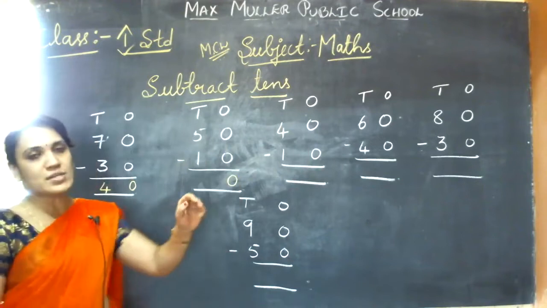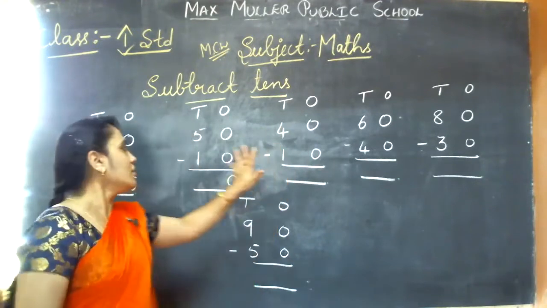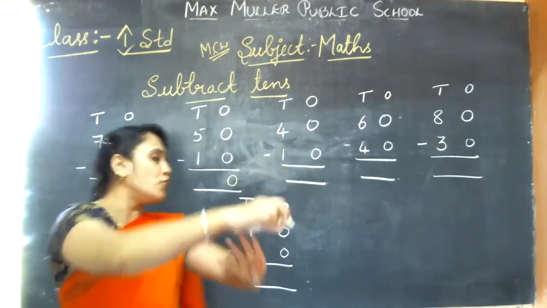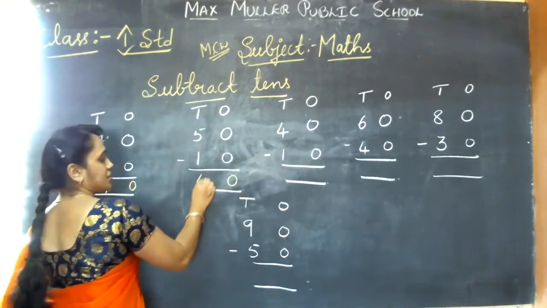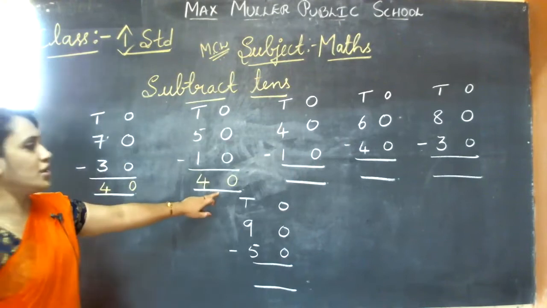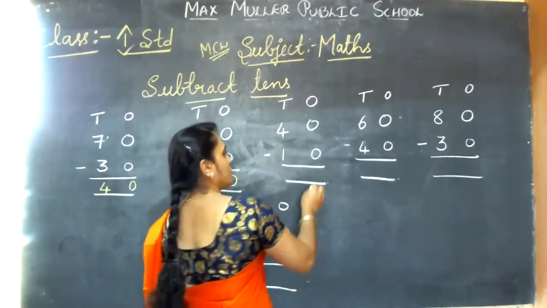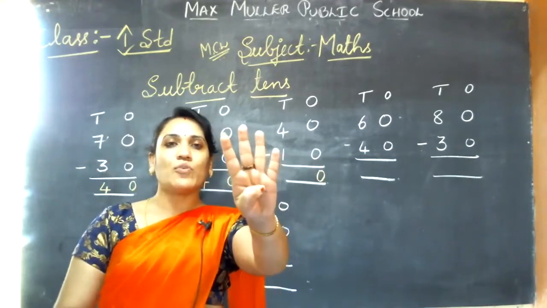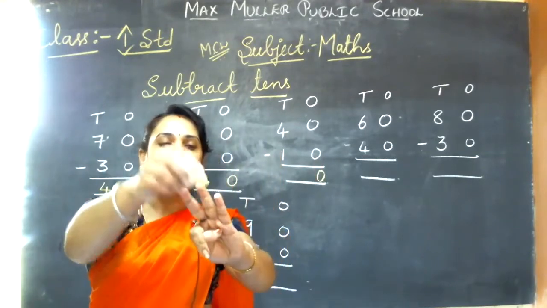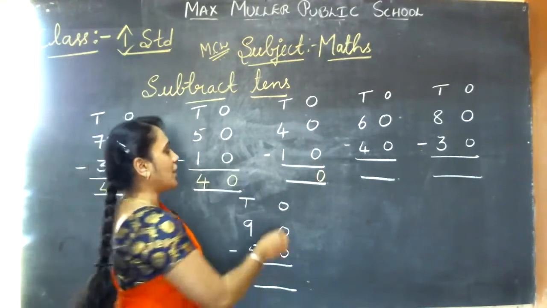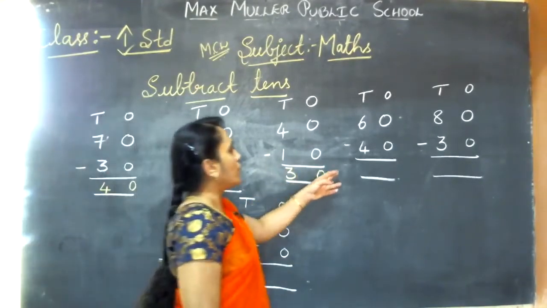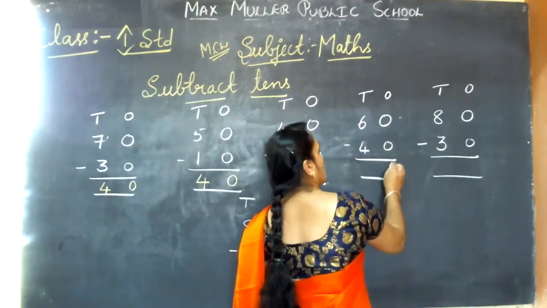Then come to the second sum. 0 minus 0, 0. Keep how many fingers? 5 fingers. Then fold 1 finger. How many balance? 1, 2, 3, 4 balance. 50 minus 10, what answer did you get? 40. Understand? 0 minus 0, 0. So keep 4 fingers. Fold how many? 1 finger fold. How many balance? 1, 2, 3 balance. Right, 40 minus 10, 30 you have got.